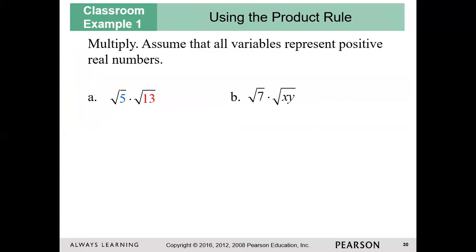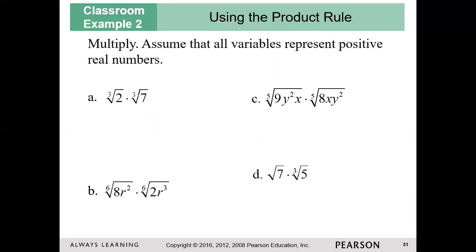So you look at these and you say, I'm taking the square root of 5 and the square root of 13. That's just going to be the square root of 5 times 13, which is 65. Easy peasy. Over here, I have the square root of 7 times the square root of x times y, which is just going to be the square root of 7 times x times y. So again, if the indexes are the same, it's just as easy as multiplying whatever it is that you have.